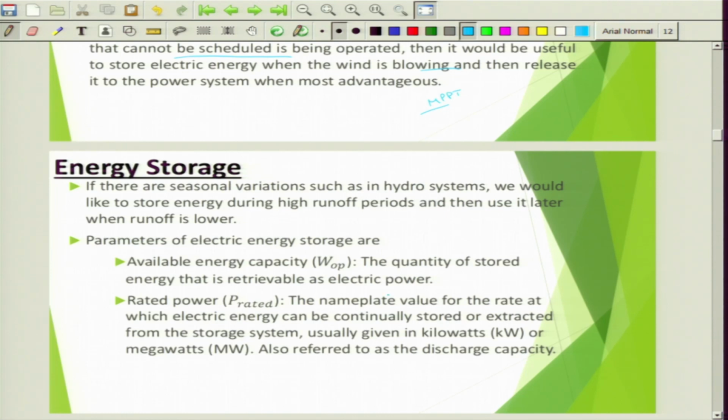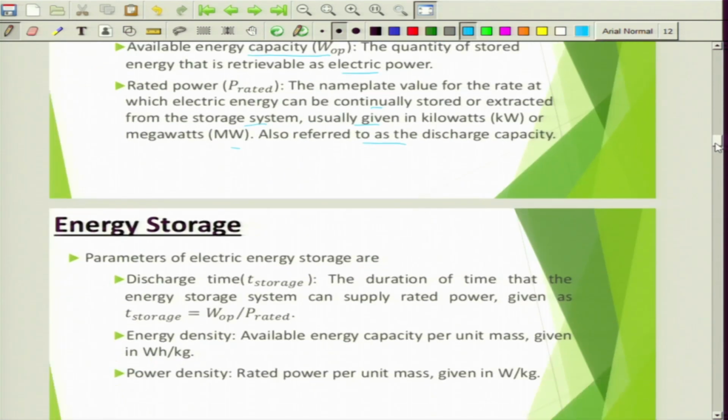So the parameters of electrical energy storage are some of the parameters that we need to know so that we can formulate the problem. Available energy capacity, denoted as WOP, which denotes the quantity of stored energy that is retrievable as electric power, and rated power, which is P rated. This denotes the nameplate value for the rate at which electric energy can be continuously stored or extracted from the storage system, usually given in kilowatt or megawatt, also referred to as the discharge capacity. So this is a nameplate value of electric energy that can be stored or extracted from the storage system. How much is the maximum capacity of inflow or outflow, a charge or discharge.